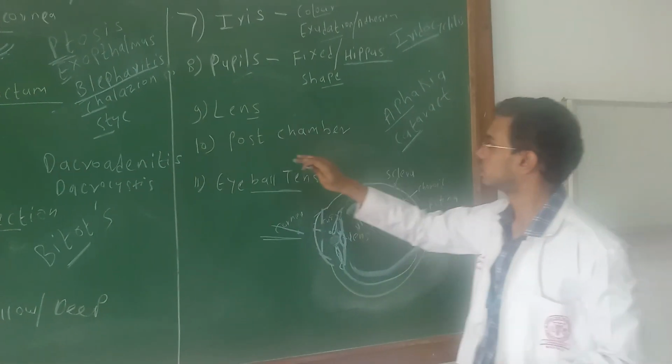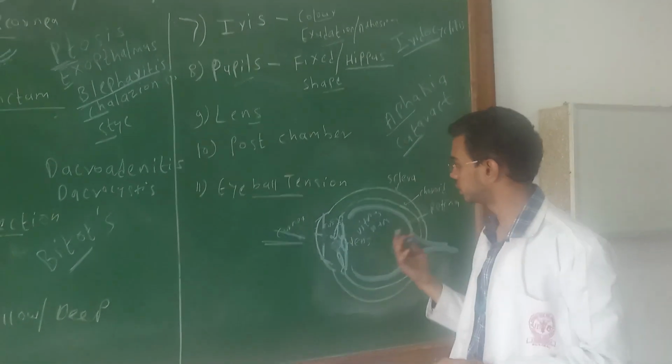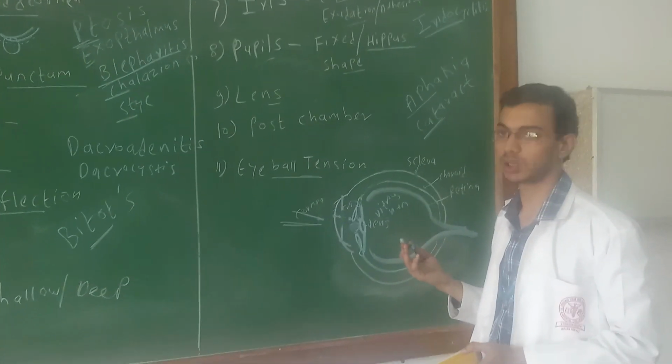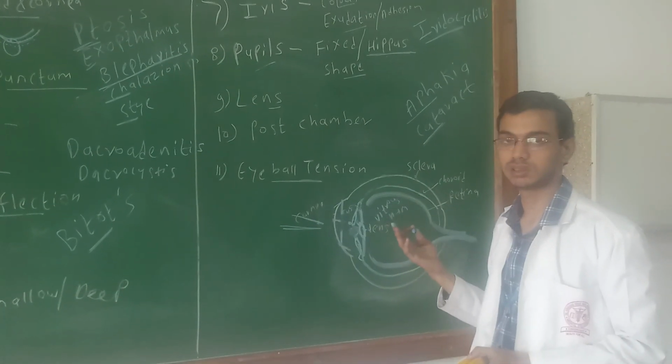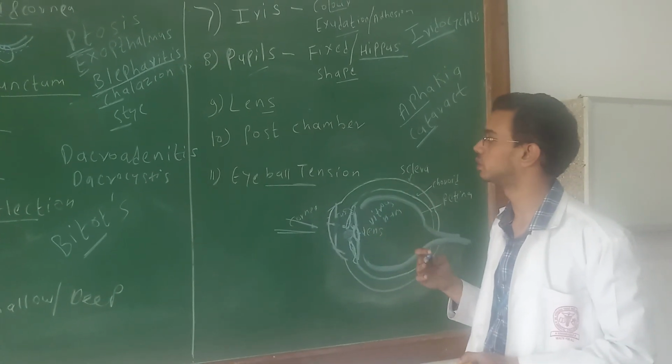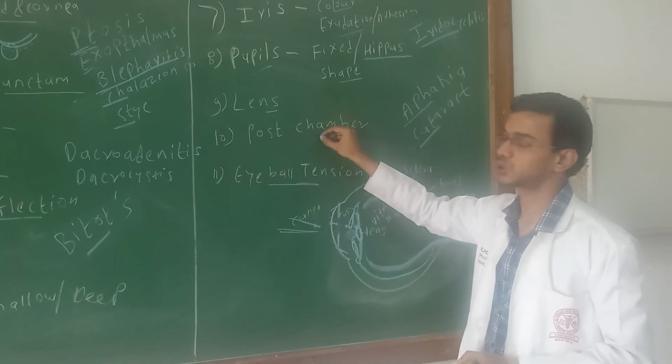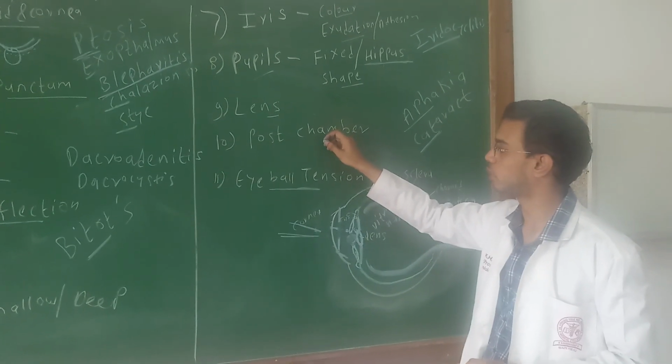Okay. Now the posterior chamber. For that purpose we require a particular instrument, called the ophthalmoscope. You will see this instrument when you are posted in the ophthalmology OPD. So that is the examination of the posterior chamber, with the help of the ophthalmoscope.